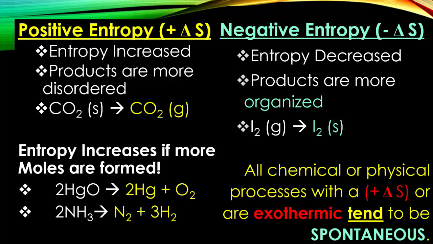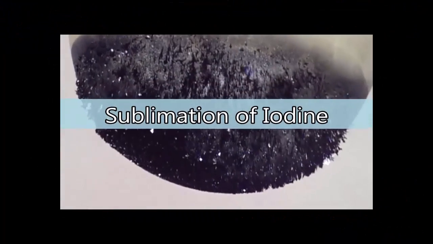However, some ways to decrease entropy are represented by a negative delta S. This means that your products are going to be more organized. For example, as iodine deposits itself from a gas into a solid, its particles are rearranging themselves back into a crystal lattice structure. All types of chemical or physical reactions with a positive delta S or that are exothermic, things that give off heat, tend to be spontaneous.